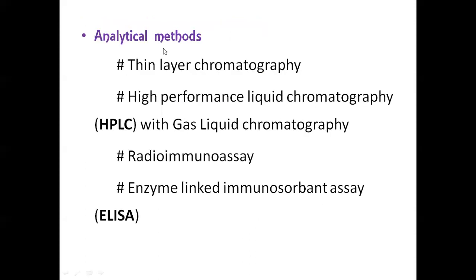Next, analytical methods. We took the sample, and how are we going to analyze it? There are some techniques we use in biochemistry: thin layer chromatography, high performance liquid chromatography, that is HPLC, and gas liquid chromatography. These are the standard ones we use. Next, radioimmunoassay and enzyme linked immunosorbent assay, that is ELISA. These are some of the methods we use to measure the drug or its metabolite level in the blood or other samples.